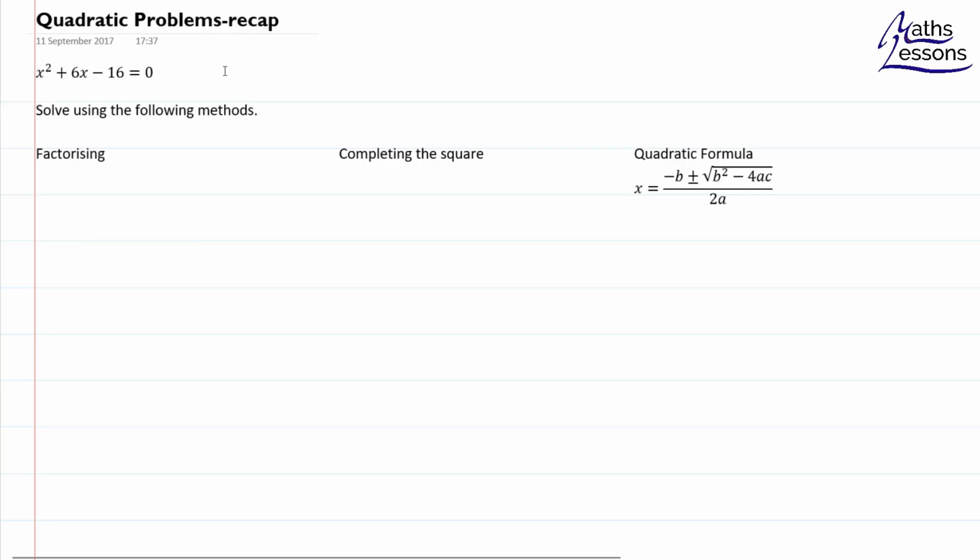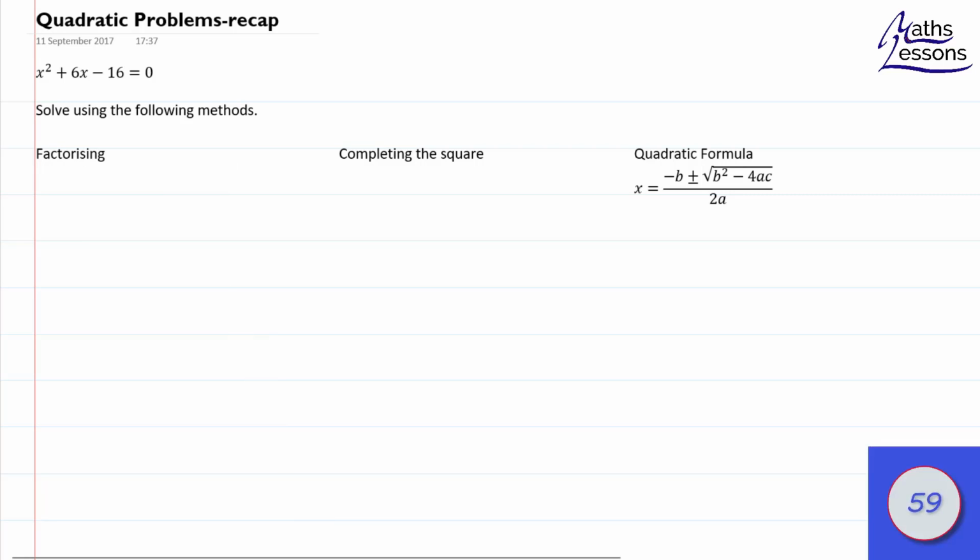Here we go. We're going to look at a recap of how to solve quadratic problems. And we're going to use our test equation here, x squared plus 6x minus 16 equals 0. And we're going to solve it in the three different methods you should know: factorising, completing the square, and the quadratic formula.